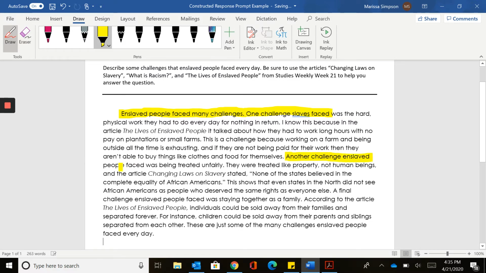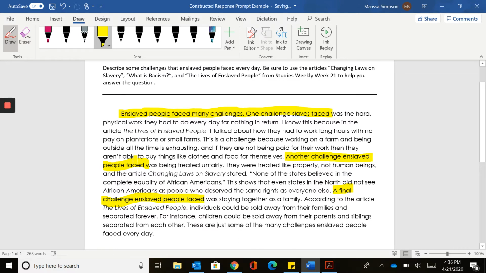Another challenge enslaved people faced. And then I did it one more time. I know I gave 3, so I did it one final time right here. A final challenge enslaved people faced. So I did flip the question multiple times.